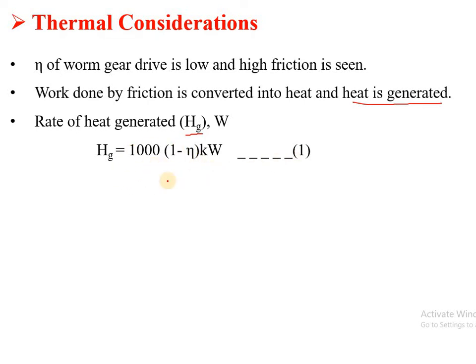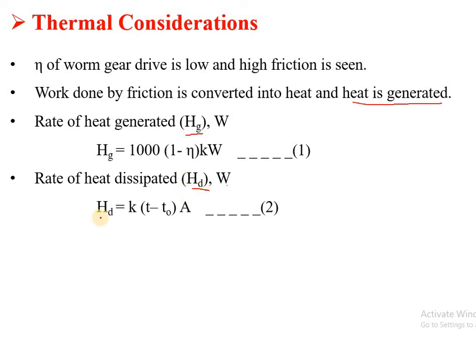Now at the same time, as there is heat generation, and this heat generation is not feasible for the gearbox, we are using lubrication oils and we are providing some fins. So some amount of heat is dissipated to the surroundings by means of lubricating oil and fins. The rate of heat dissipated in watts is represented by Hd. It is given by Hd equals K into (T minus T0) into A.